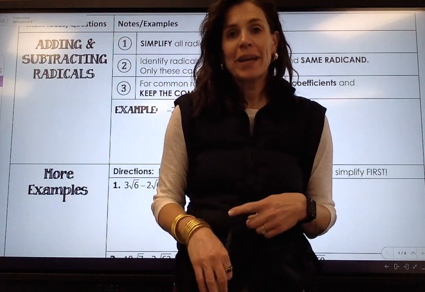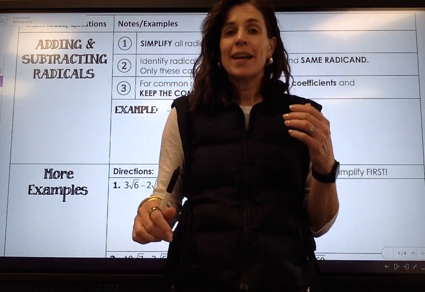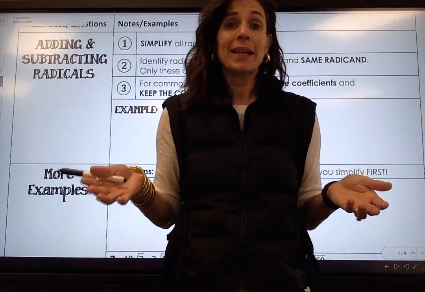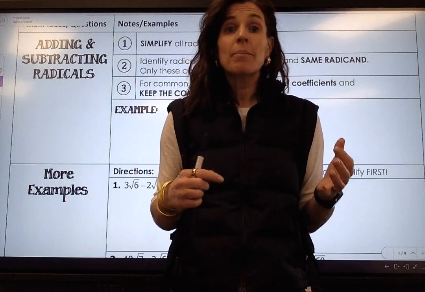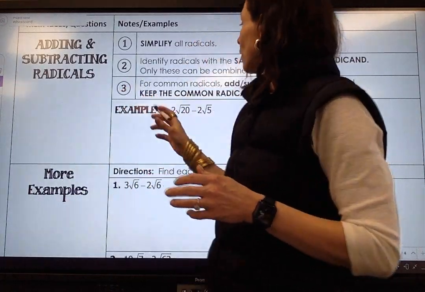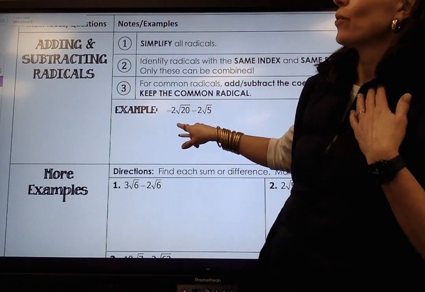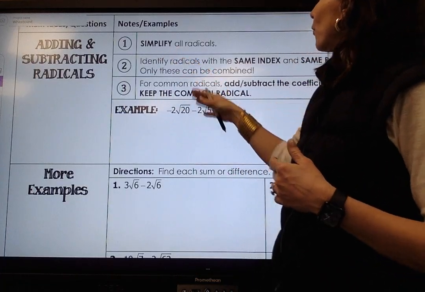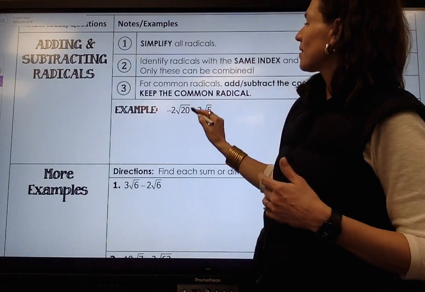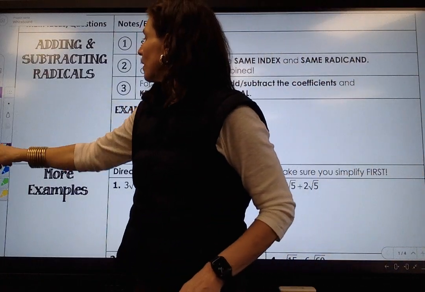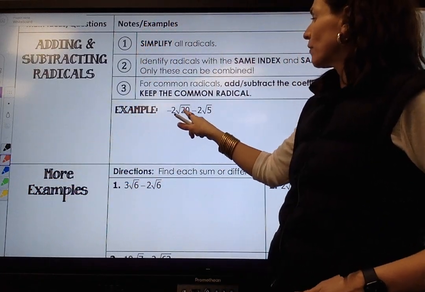In this section, we're going to be adding and subtracting radicals, and it's very similar to combining like terms. The big deal is to make sure that you have the radical, what's underneath the radical, the same. So, for instance, this is not simplified. My first step here is I'm going to simplify negative 2 square root of 20.